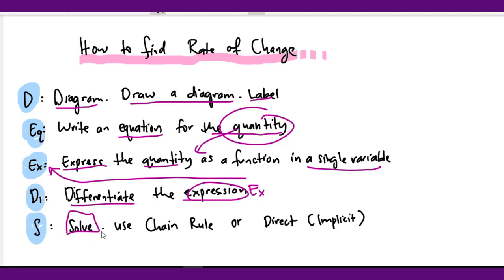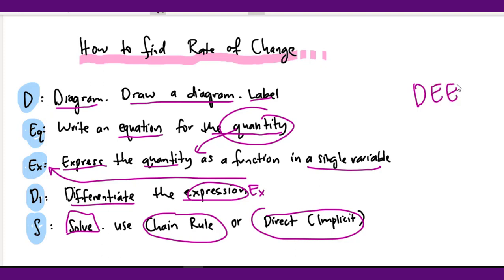Solve, we have more than one method to solve. First, using chain rule, or we can solve using direct or implicit differentiation. So when finding the rate of change, please think about DEEDS: diagram, equation, express to single variable, differentiate to find the first derivative, and solve using the chain rule or direct or implicit.